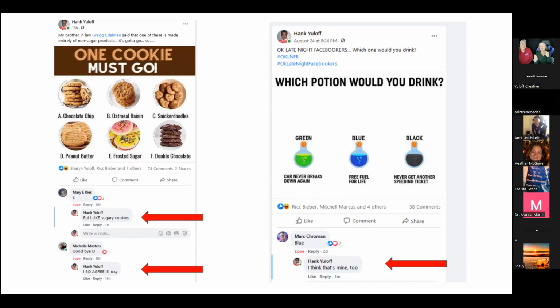So if you continue to do that, the platform counts it. It just counts the number of comments. It doesn't say, oh, Hank commented on his own post, so we're not going to count that comment. No, it counts. So it doubles the number of comments just by engaging with those that are commenting on your post, and therefore it boosts it up.